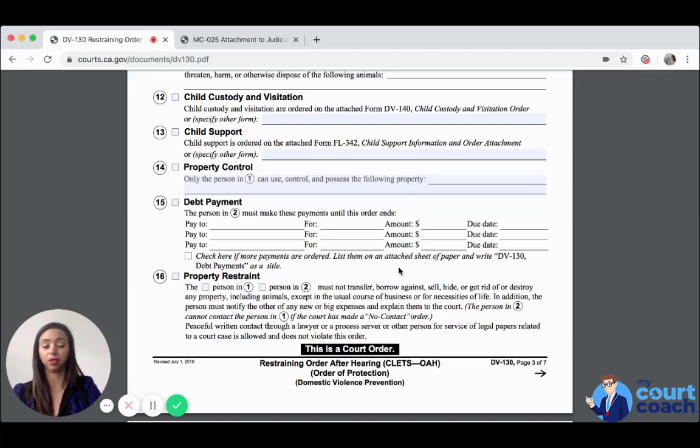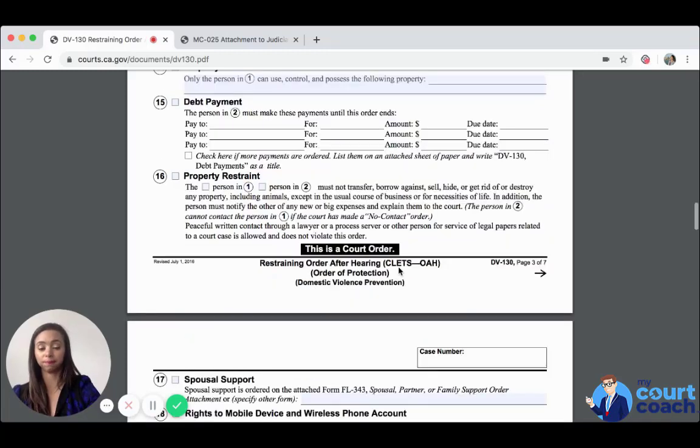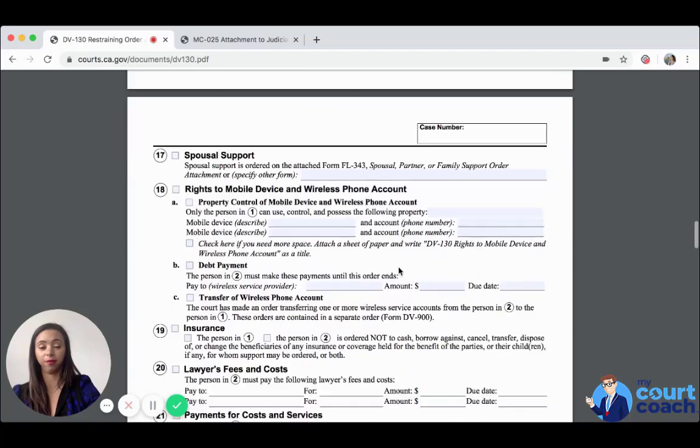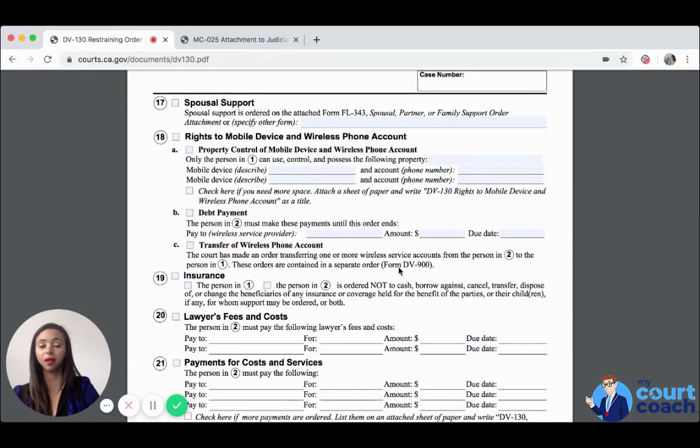The person in 2 also cannot contact the person in 1 if the court has made a no contact order. Peaceful written contact through a lawyer or process server or other person for service of legal papers related to a court case is allowed and does not violate this order. So only for service purposes can you contact the other party through a third party. Spouse support is ordered on the attached form FL-343. So if the court did order some form of spouse support, you would certainly attach that as well.